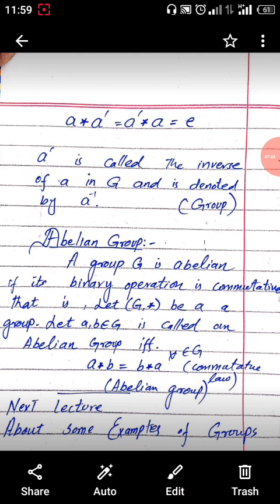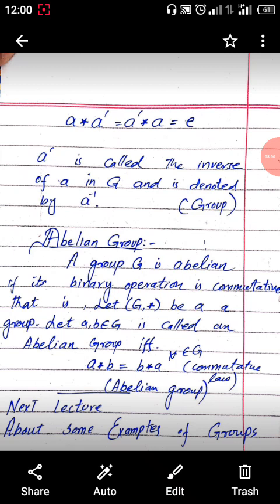Next, we have the abelian group. A group G is abelian if its binary operation is commutative. If the commutative law holds, a * b = b * a, then it has a special name: abelian group. This is the fifth property, and we put it at the fifth number because the first four show that it is only a group, and the abelian group is an additional property of groups. If the commutative law holds, it is called an abelian group.